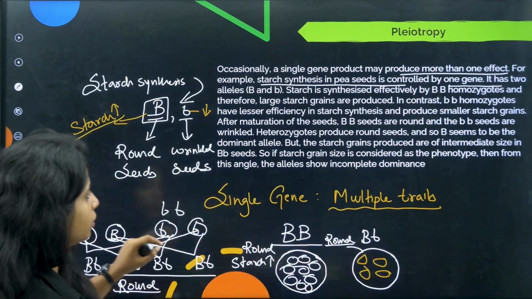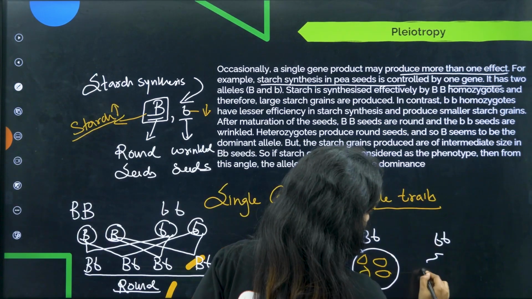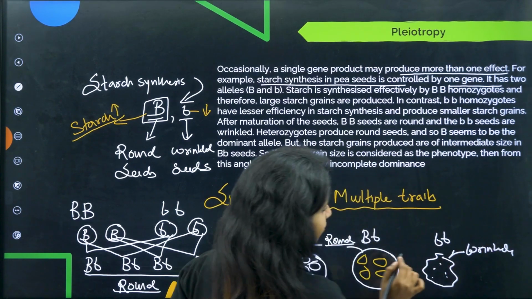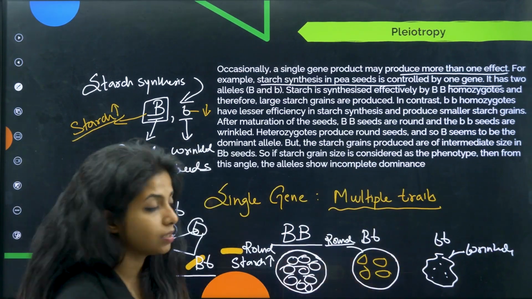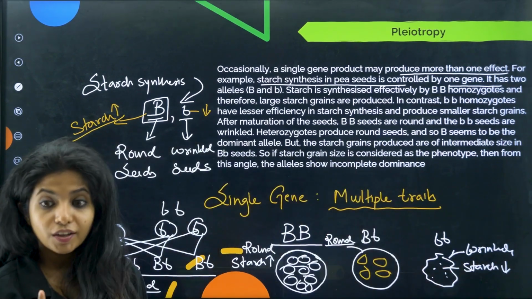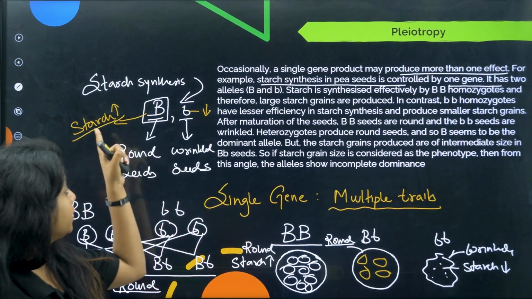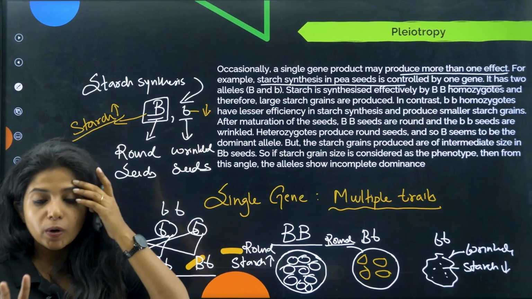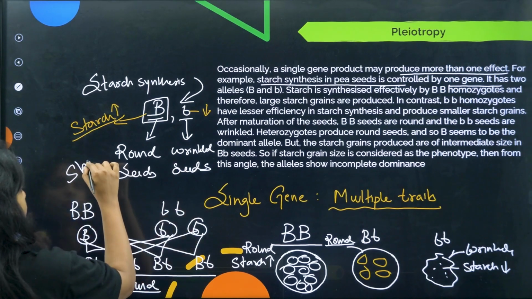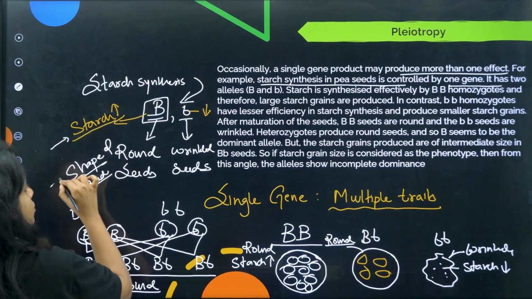Now talking about small b, this will be wrinkled and the starch is very little. This will be wrinkled as well as the starch is very little. So over here you are seeing one very important thing, that the allele B, or basically the gene B, is controlling 2 different traits. It is looking for the shape of the seed as well as the amount of starch.